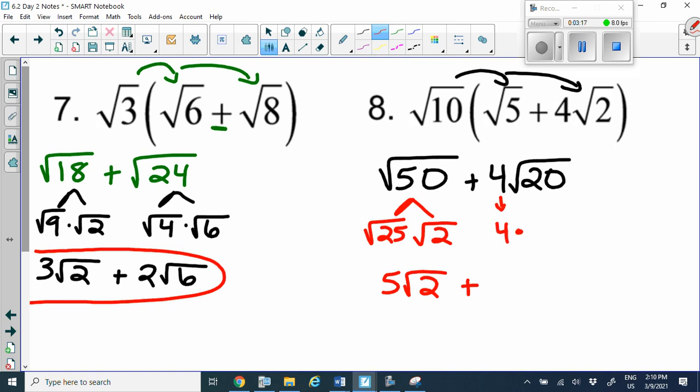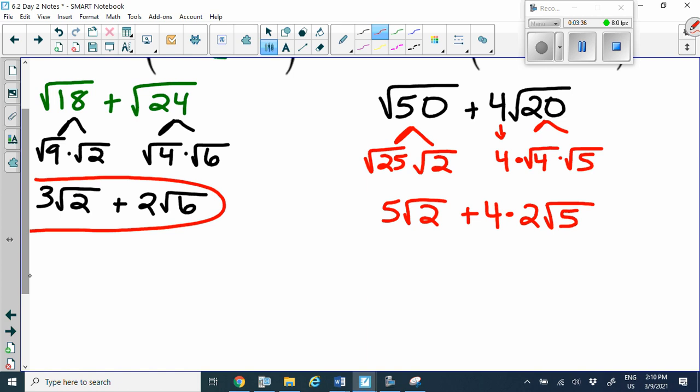Now, is 20 a perfect square? No, it is not. But what's the largest perfect square that goes into it? That is going to be 4. So I have 4 times square root of 4 times square root of 5. So now I have 4 times, I do square root of 4, gives me 2. So I have 4 times 2 times square root of 5. Now let me go ahead and multiply the 4 and the 2. So I have 5 square root of 2 plus 8 square root of 5.